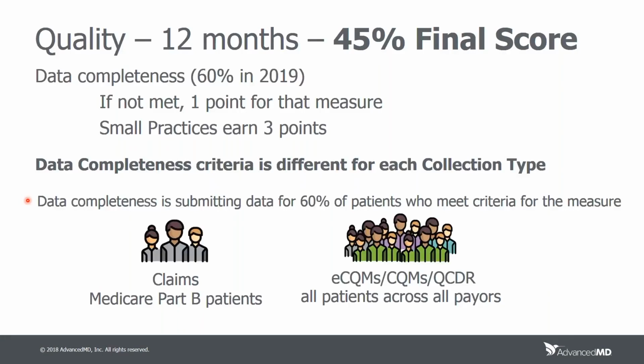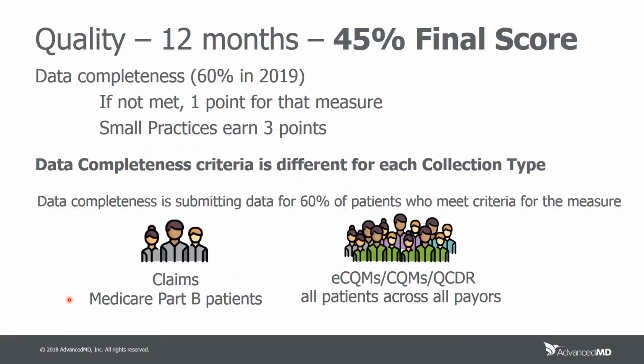If you get data completeness, then it opens up the possibility to earn up to 10 points per measure. If you do not meet data completeness, you will get 1 point for each measure that you do. Small practices, they have to try and encourage you still. Small practices will earn 3 points per measure even if you don't have data completeness. So for those of you who are new, small practices, according to CMS, are those practices that have 15 or fewer clinicians.